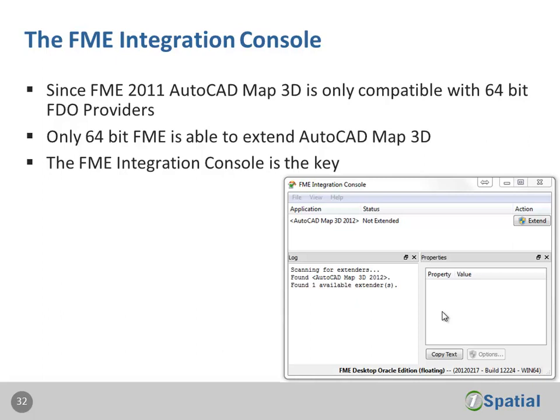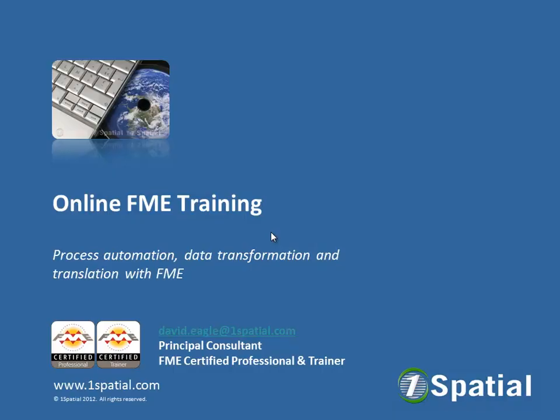The one thing that's important though is that since FME 2011, AutoCAD Map 3D is only compatible with 64-bit FDO providers. So you'll need the 64-bit version of FME to be able to extend AutoCAD Map 3D. You can download the 64-bit version of FME directly from safe.com/downloads, alternatively you can email us at fme@onespatial.com and we'll tell you a little bit more about how the 64-bit version of FME can benefit you.